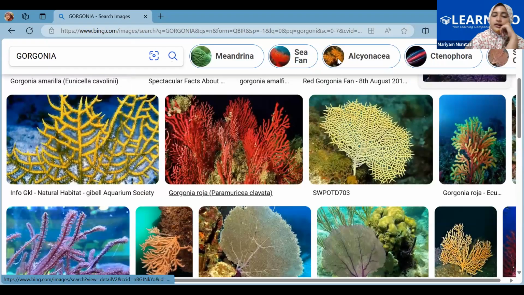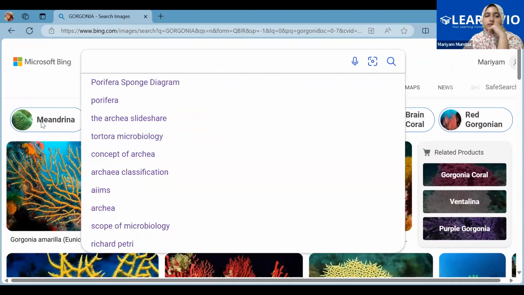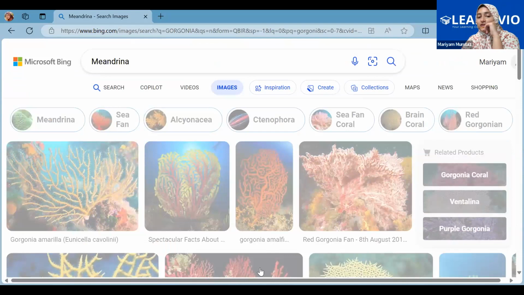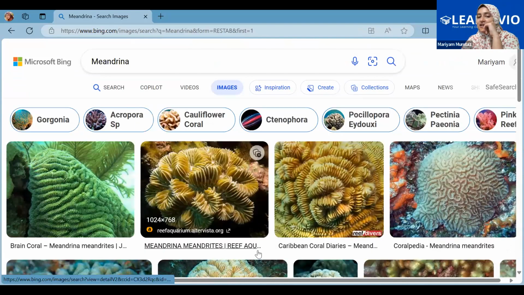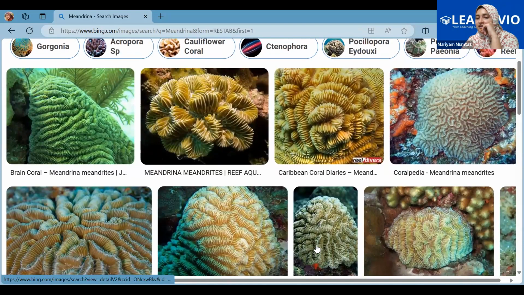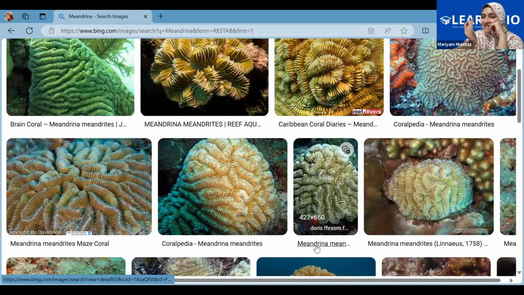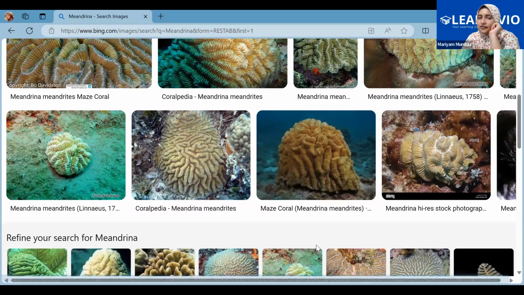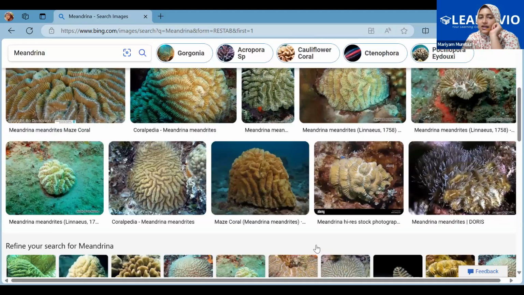Okay, what else did we talk about? We had Meandrina. Oh, it's written here. So Meandrina is known as brain coral. Have you seen the image of a brain? It has curvy structures. It is very convoluted, and if you look at this roughly, it resembles that. That is why they are known as brain coral.